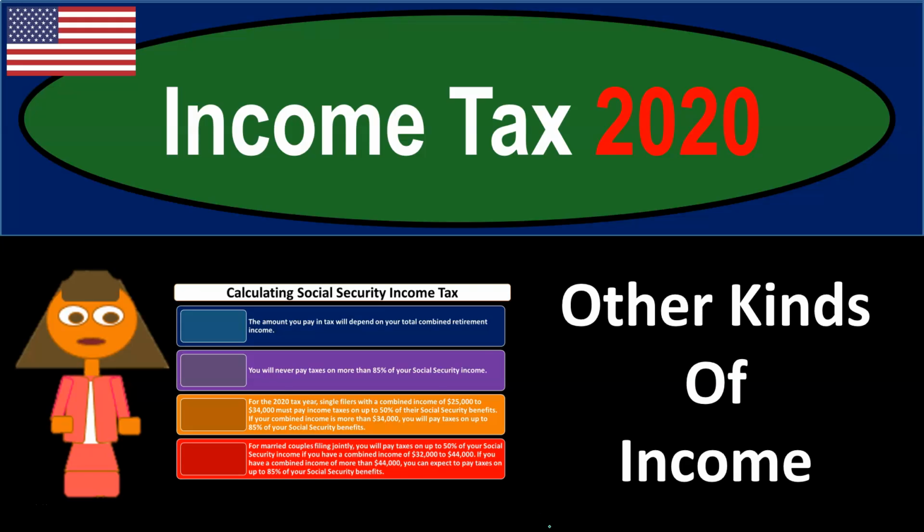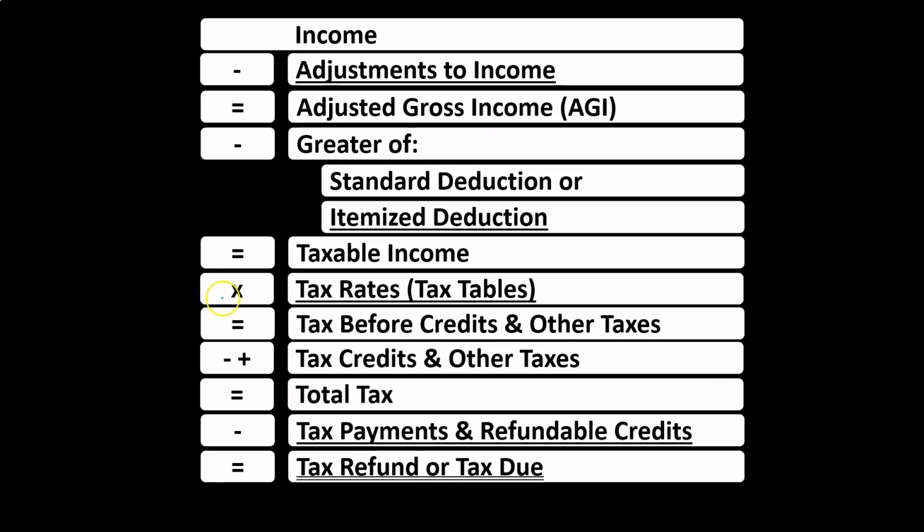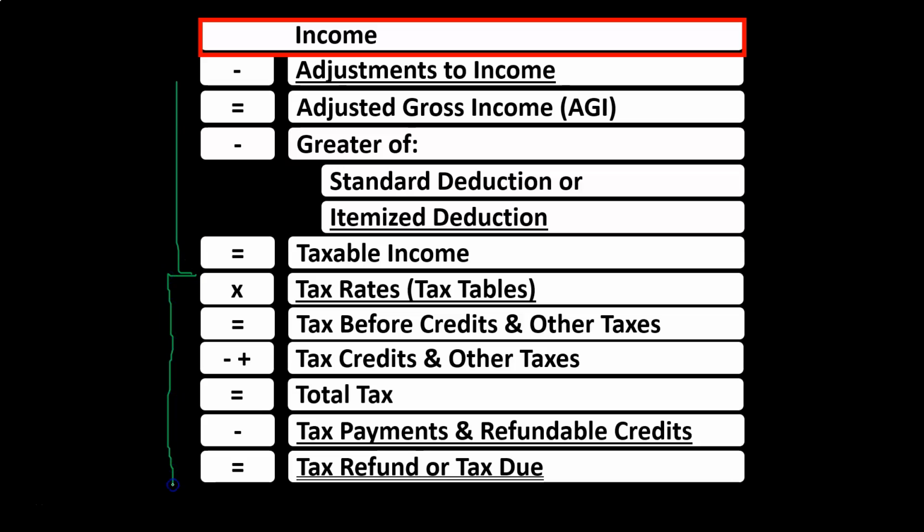Other kinds of income. With regards to our income tax equation, we're going to be up top on the income line, remembering that we can basically break this out into two halves. The top half being basically a modified income statement. The bottom half being the calculation of the tax on the taxable income, then applying the credits and payments to get to the amount of the tax refund or amount due.